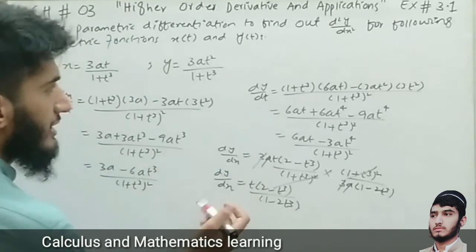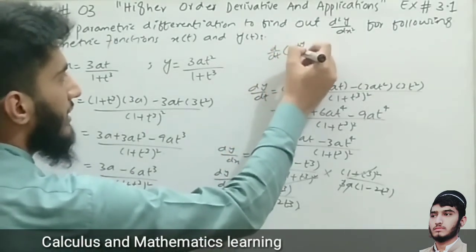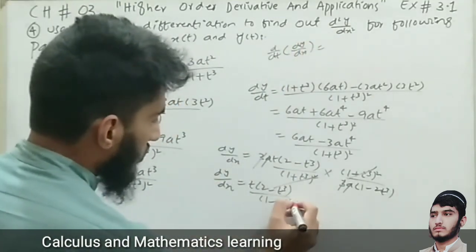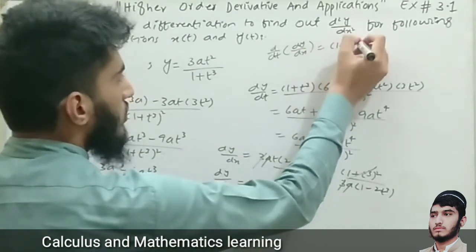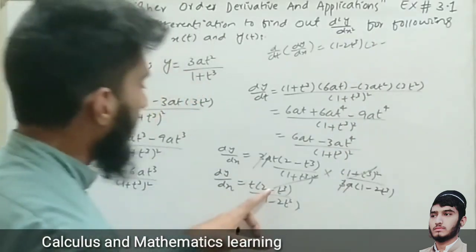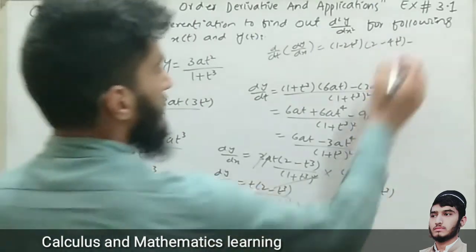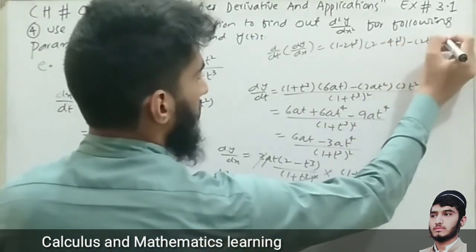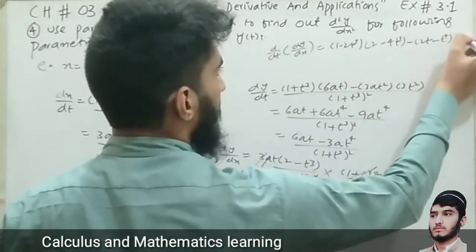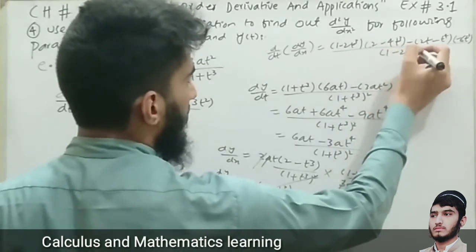Now after this, differentiate dy by dx with respect to t, so d by dt of dy by dx will be, according to the quotient rule, 1 minus 2t cube times the derivative of the first function, which will be 2 minus 4t^3, minus the first function 2t minus t^4 times the derivative of the second function, which is minus 6t square, and the whole divided by the second function whole square, which is (1 minus 2t cube) whole square.